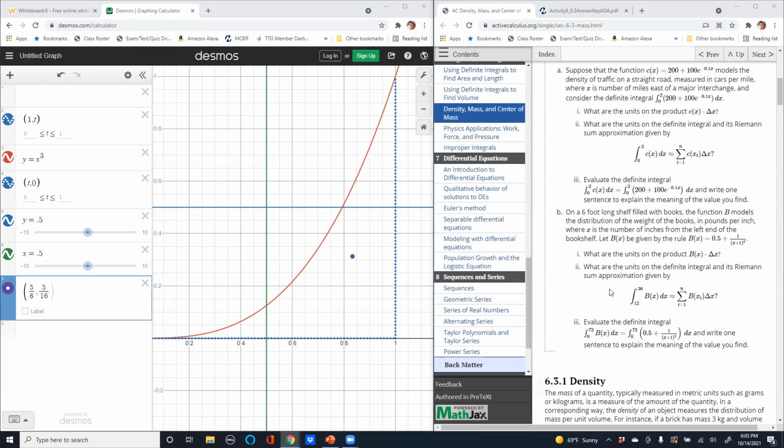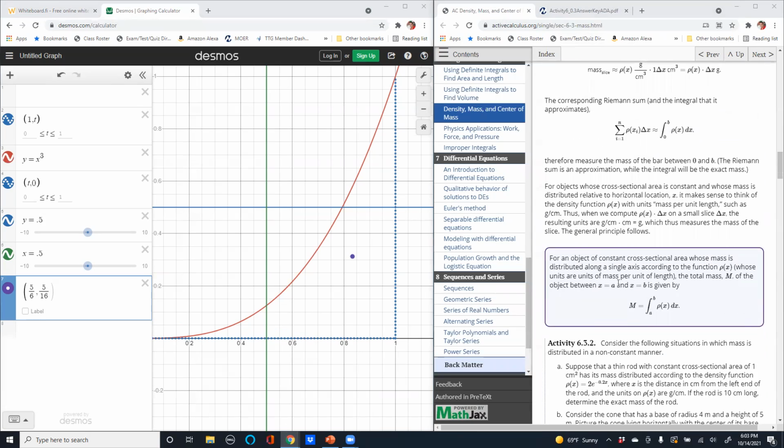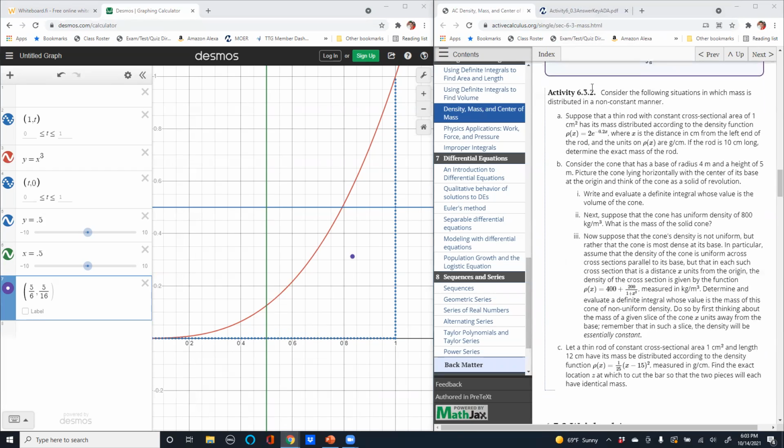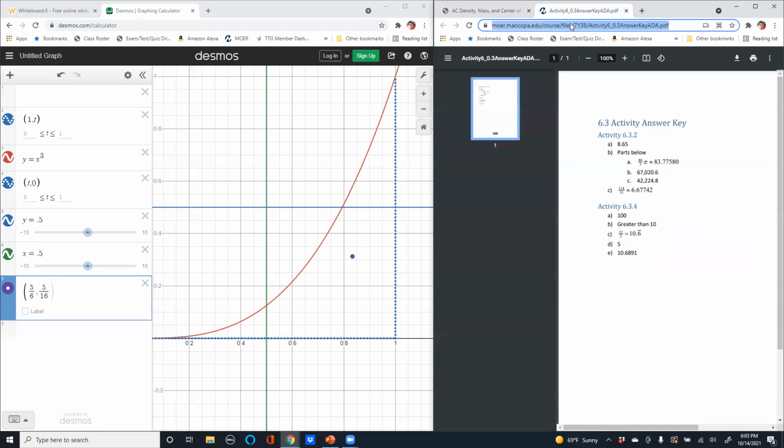And I'll put you back into groups so you guys can talk about it. We're going to do activity 6.3.2. I only want you to try A and C. So A is total mass of a rod, C is center of mass of a rod. Okay. And here's the answers. So that way, all you have to do is set up your definite integral, throw it in Symbolab or your calculator, and you can check your answers that way.